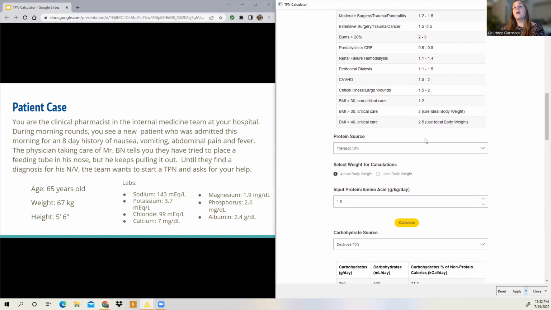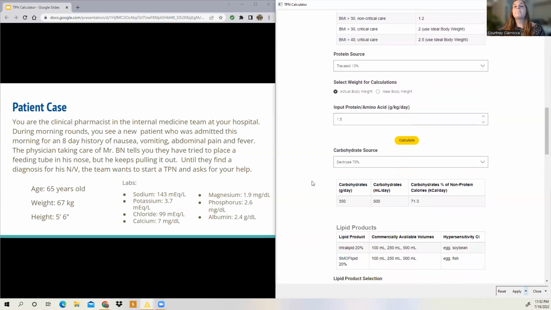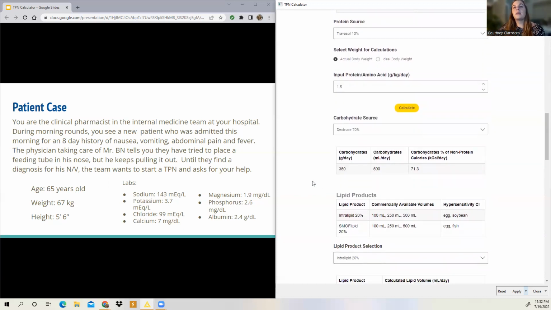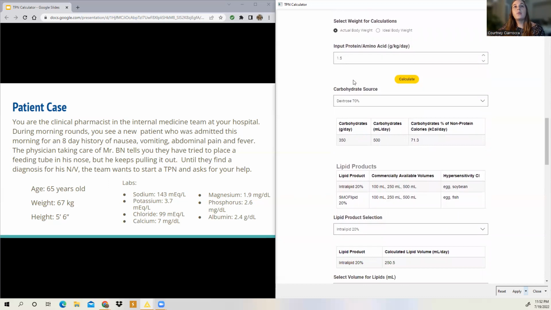And then as indicated in the chart, for critical care patients whose BMI is over 30, we would use the ideal body weight, but because that doesn't apply to our patient, we're going to stick with the actual body weight. And then we said we were going to do the 1.5, so we calculate that, and then our protein calculations are done. And we'll see them back at the end when we have our final TPN order.